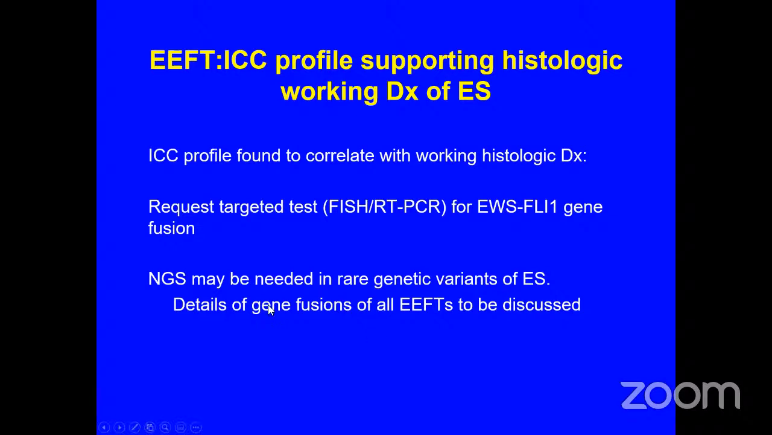Now you are ready to request the targeted test for EWS-FLI1 gene fusion. I must note here, and I will go into the details of this later, that this test may show negative findings even if your histologic working diagnosis is strengthened by the ICC markers and you are quite confident that you are dealing with Ewing sarcoma. The reason is that there will be other types of fusions in variants, genetic variants of Ewing sarcoma, the details of which we will go into in the latter part of the discussion. And for demonstration of these variant genetic markers, you will need next generation sequencing. But for most cases of Ewing sarcoma, these techniques which are listed here on this slide should suffice.